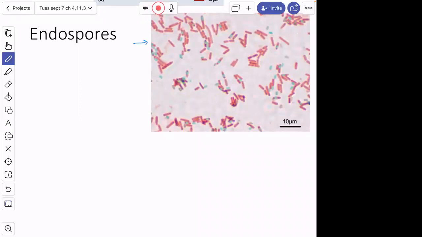The ability to form endospores is quite limited. So I'm only going to say only a few genera are able to make endospores. It takes a whole bunch of unique genes in order to be able to do this. And what they are, basically, is a survival mechanism.